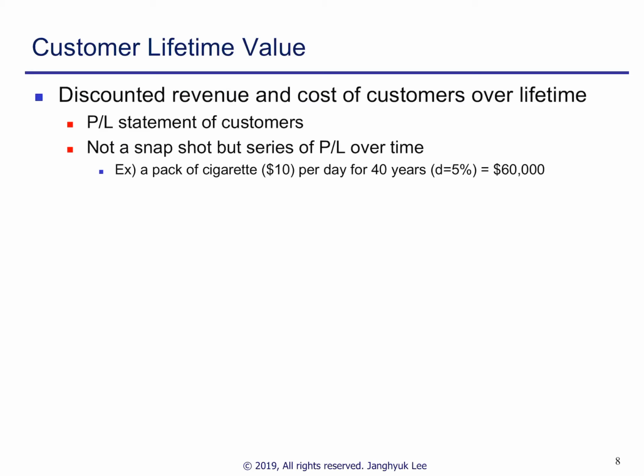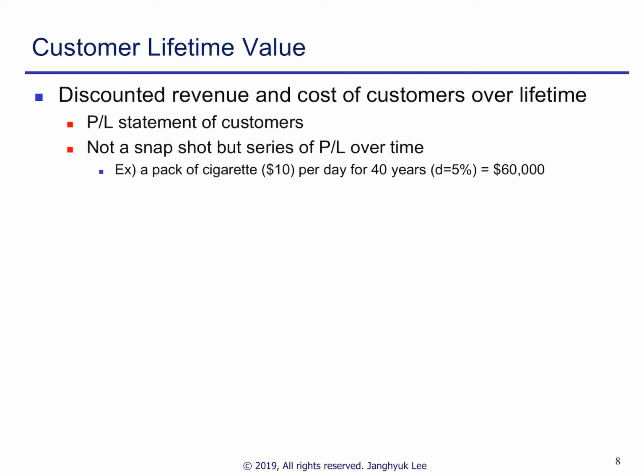For example, if someone smokes a pack of cigarettes, $10 worth per day for 40 years, they may bring around $60,000 worth of revenue to the tobacco manufacturers. So that's the reason why the marketer needs to expand the horizon, to put their money into attracting new customers and try to keep these customers as long as they are profitable, as long as possible, to maximize the profit which will be realized in the future.